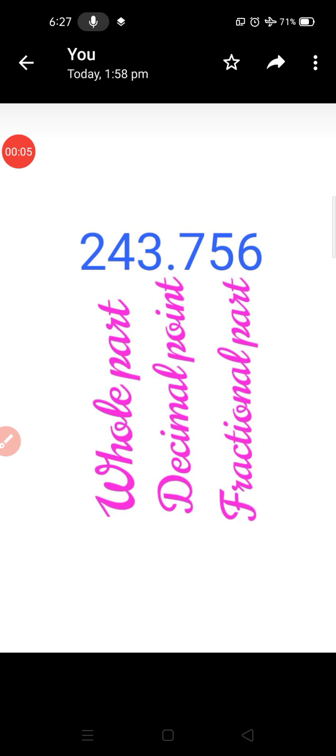Today we will learn the expanded form of decimals. We have studied the parts of a decimal number. A decimal number has two parts, the whole part and the fractional part. These are both separated by the decimal point. In this given example, 243.756, before the point 243 is the whole part and after the point 756 is the fractional part.